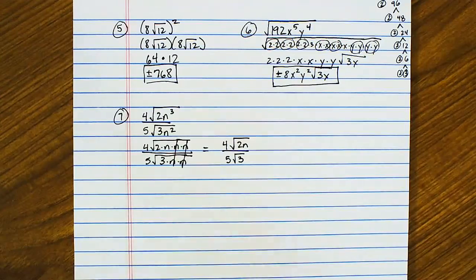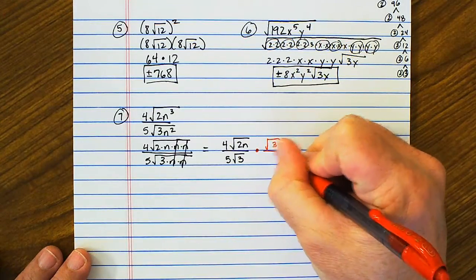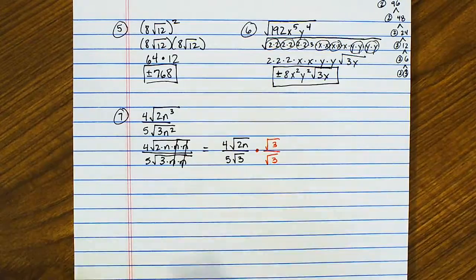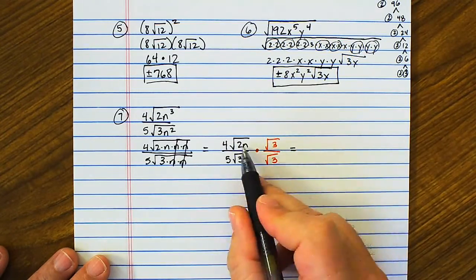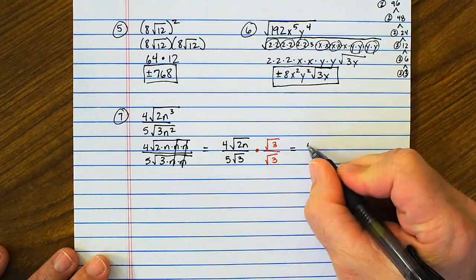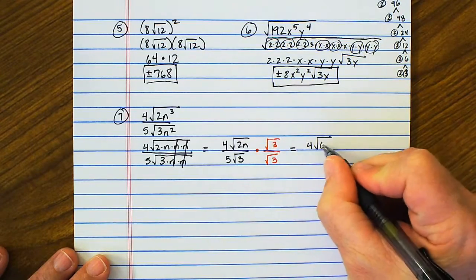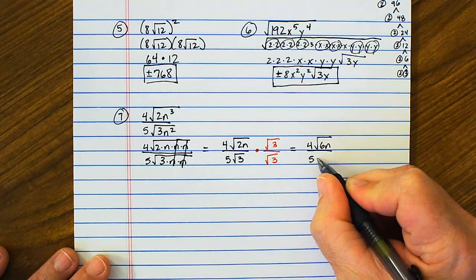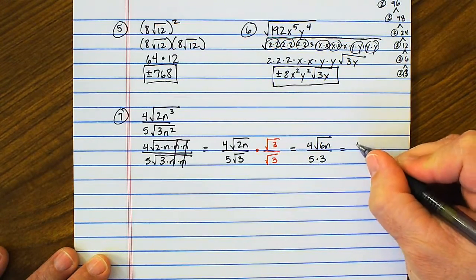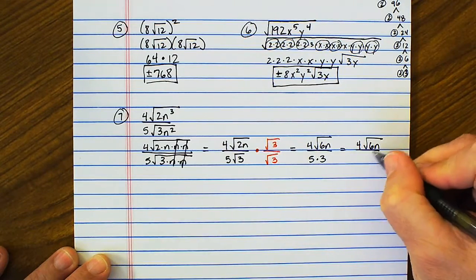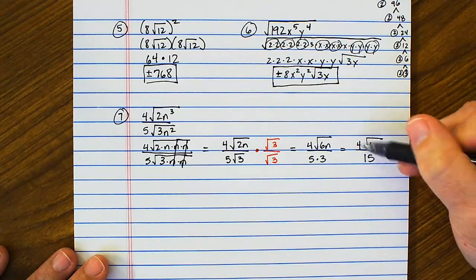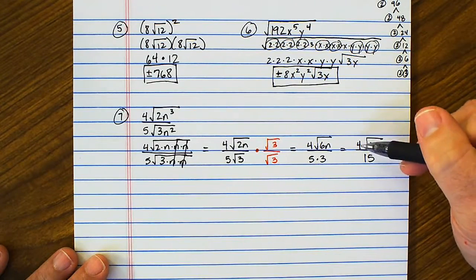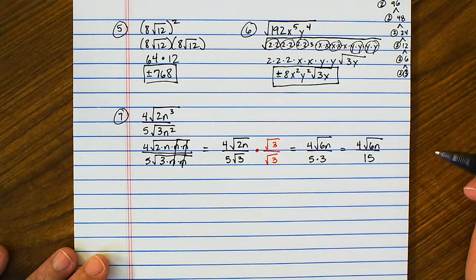Can't have the radical on the bottom, so I'm going to multiply this by radical 3 over radical 3. Multiply, keep it in the family. These two get to multiply because they're both radicals. So that's 4, 2n times 3 is 6n. That's 5, and then radical 3 times 3 is 3, so I got to multiply. So 4 radical 6n over 15. I do have to check these because now these are in the same family. They're both constants. And nothing goes into 4 that goes into 15. So you're done.